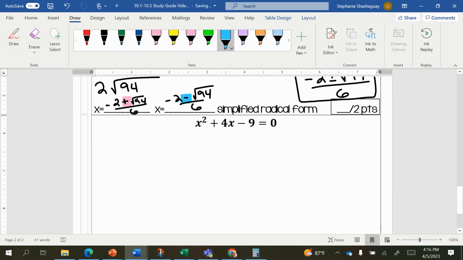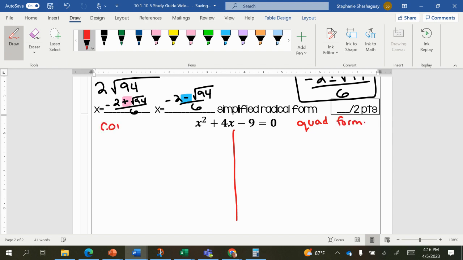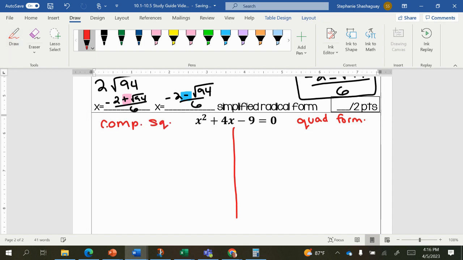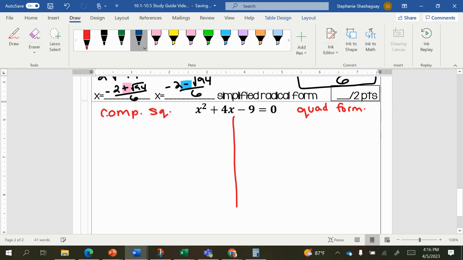All right, last one. Now I'm going to go ahead and show you 2 different ways to solve this. We can either do the quadratic formula, and then I'm going to show you completing the square. Okay, first I'm going to show you completing the square.